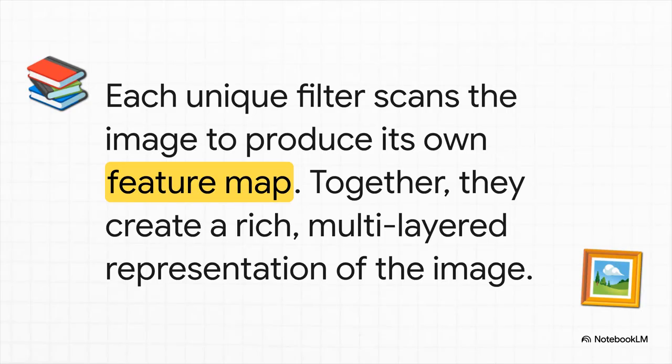But here's the thing. A CNN doesn't use just one filter. Oh no, it uses dozens, sometimes hundreds. So you can imagine one filter that's only looking for vertical edges, and another one that's looking for horizontal edges, and maybe a third for patches of green. Each one scans the image and creates its very own feature map. And all together, they give us this really rich, multi-layered view of what's inside that original picture.